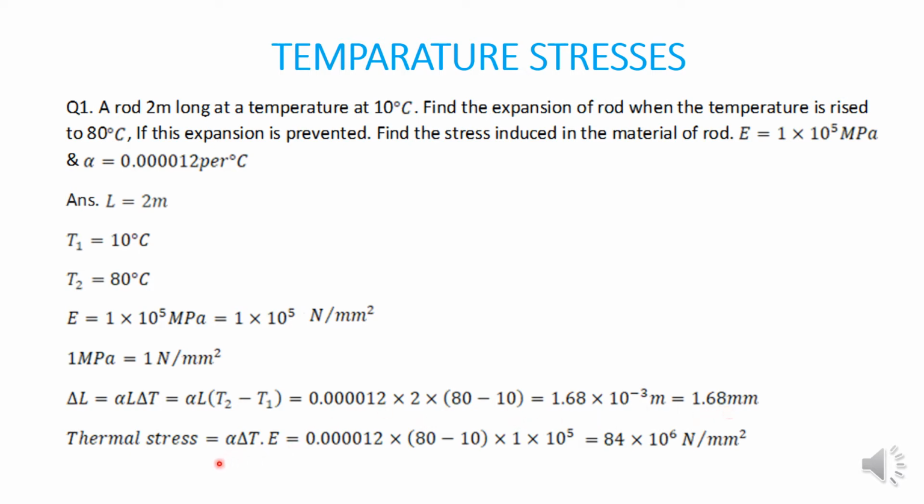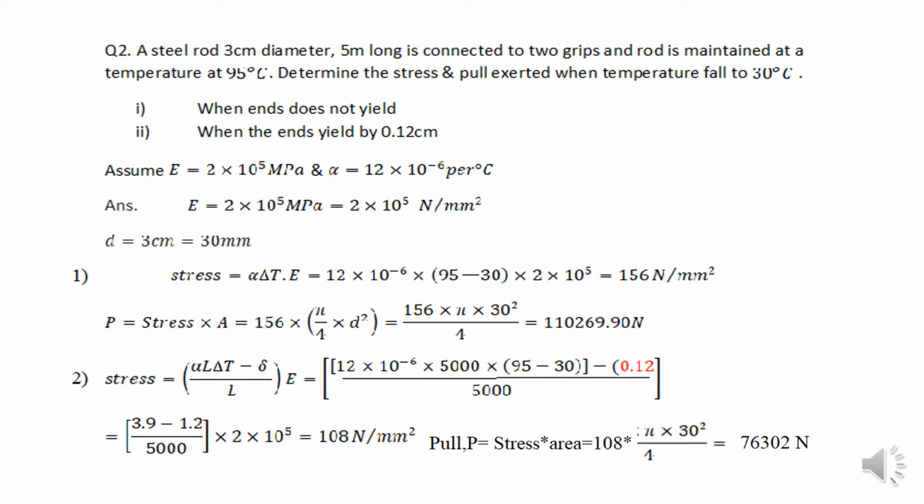Now thermal stress is equal to alpha delta T into E, where alpha is given in the question, delta T we already know, and E is also given in the question, so that is equal to 84 into 10 raised to 6 Newton per mm square. Here in the question it is given that the expansion is prevented, so we know the stress will be induced in the material of the rod, and the equation for stress is alpha delta T into E. Okay, so let's move on to the next problem.